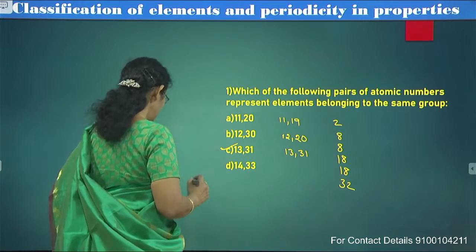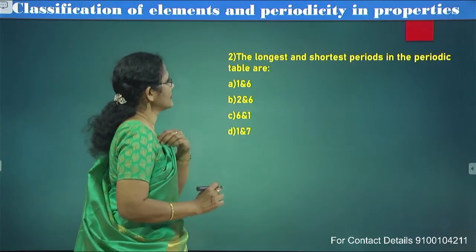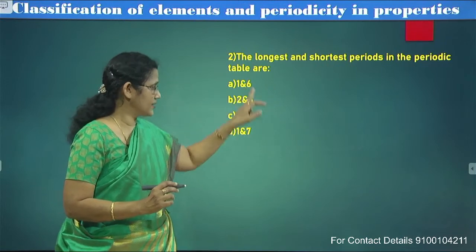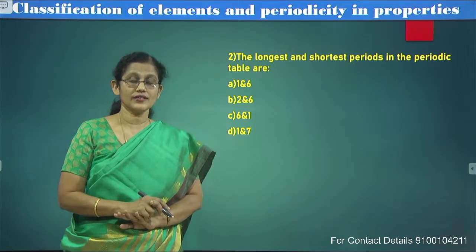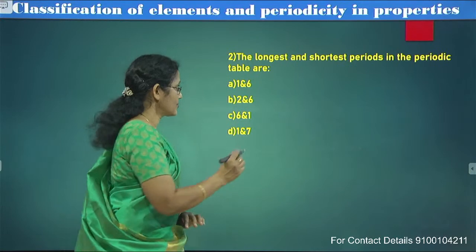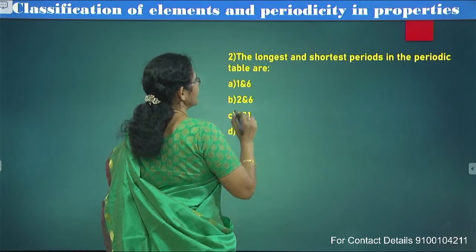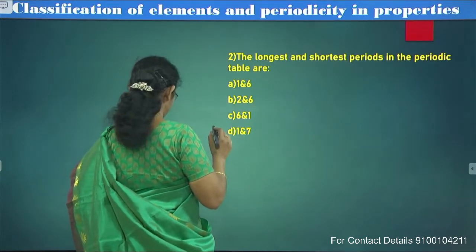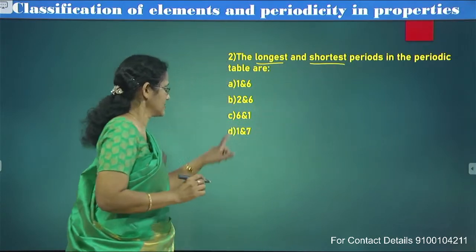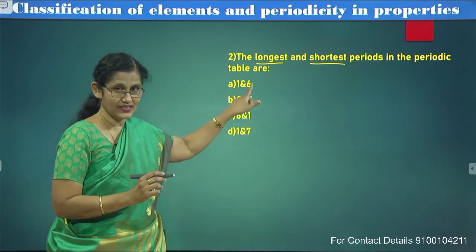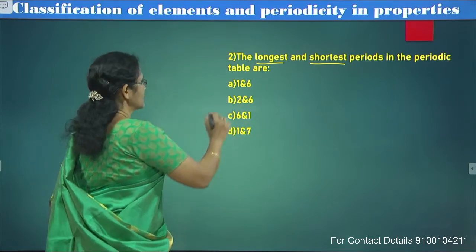Now, I am taking one more question: the longest and shortest periods in the periodic table. Just now we discussed which is the longest period, the 6th period, and which is the shortest period, the 1st period, right. See the question carefully: longest and shortest, first longest, next shortest, 6 comma 1. So the longest is 6, the shortest is 1. This should be the correct answer.